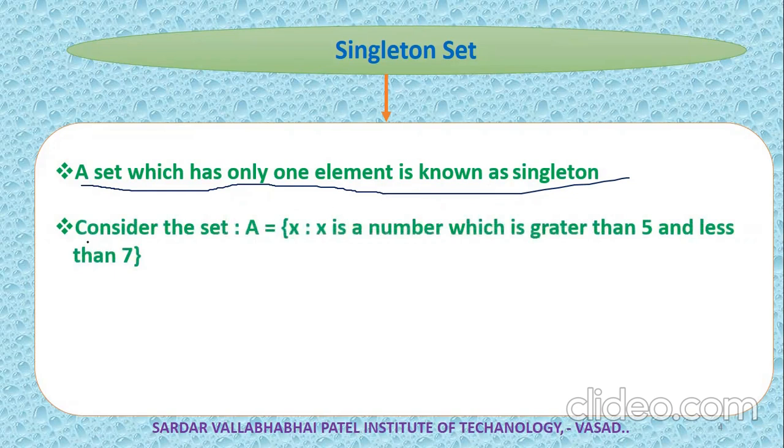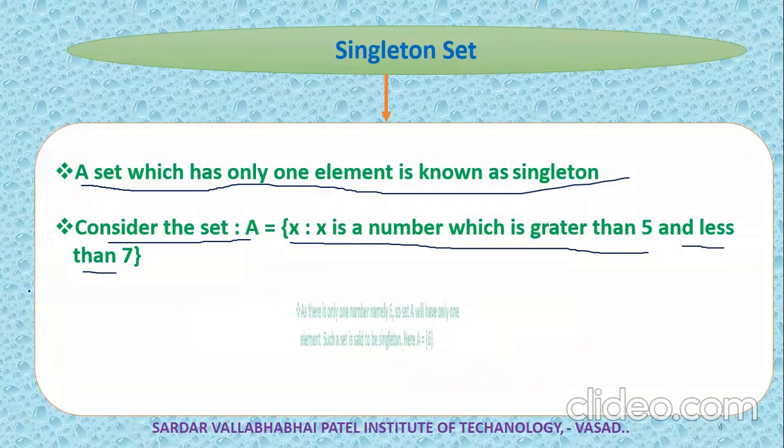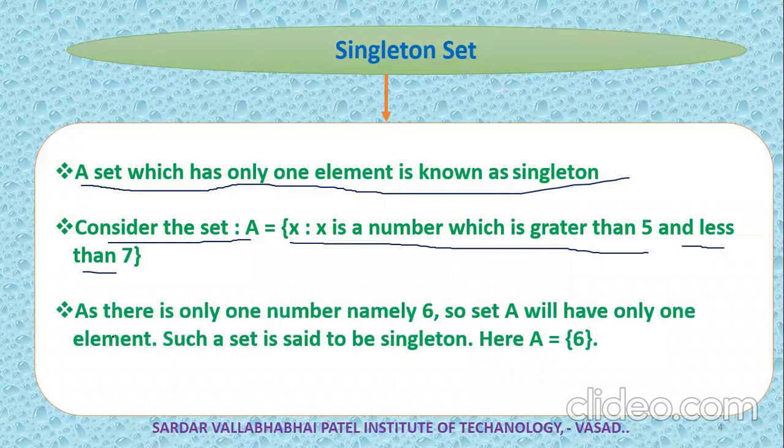Suppose consider the set A. x is a number which is greater than 5 and less than 7. Greater than 5: so 6, 7, 8 and so on. Less than 7: so 1, 2, 3 up to 6. So the common number is 6. Therefore, as there is only one number, 6, the set A will have only one element.